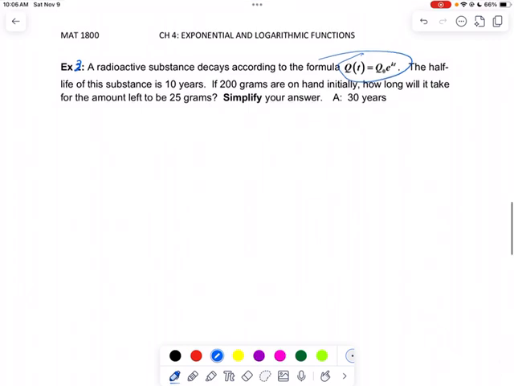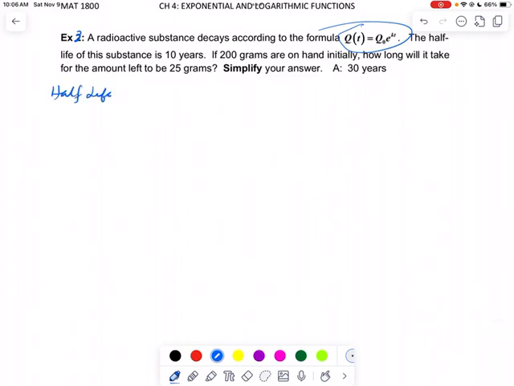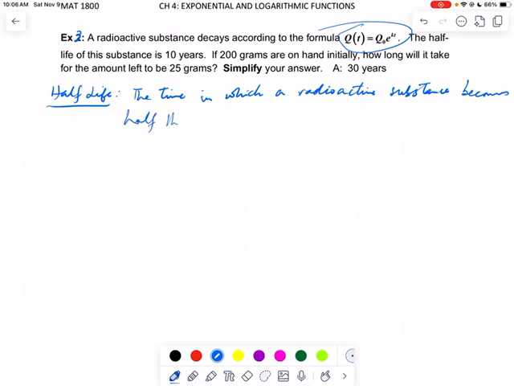So half-life, let me write the definition of half-life. Half-life: the time in which a radioactive substance becomes half the amount, half of the original amount. Okay. So we know that the half-life is 10 years. So in 10 years, it will become half of what it was.